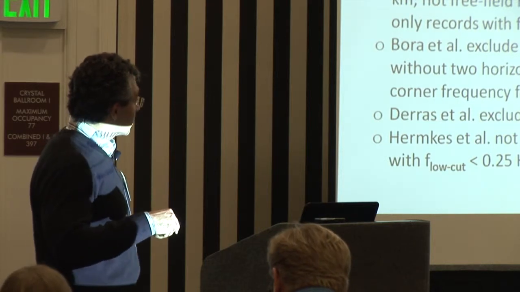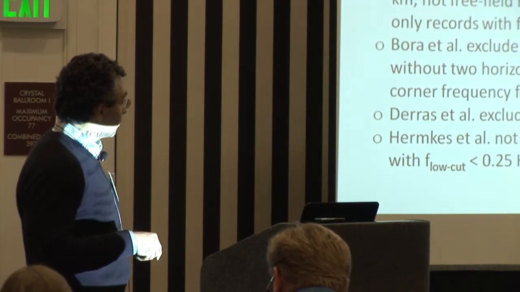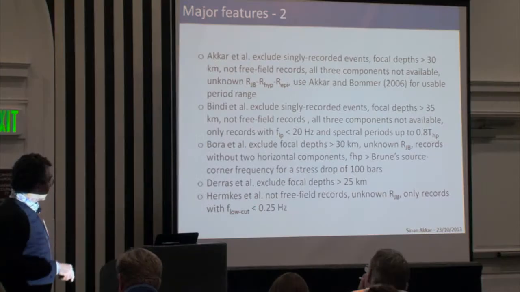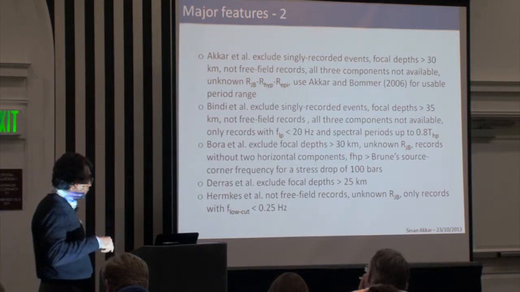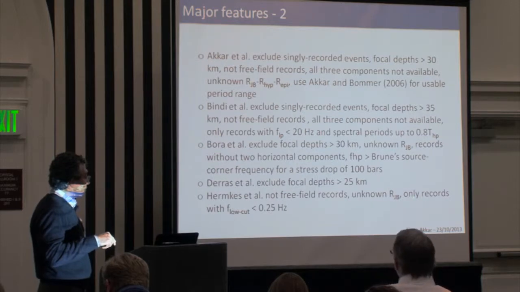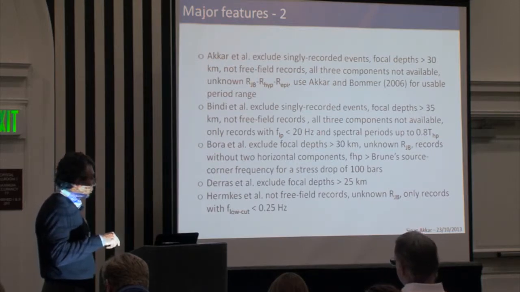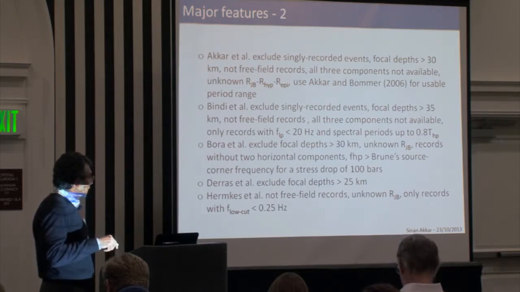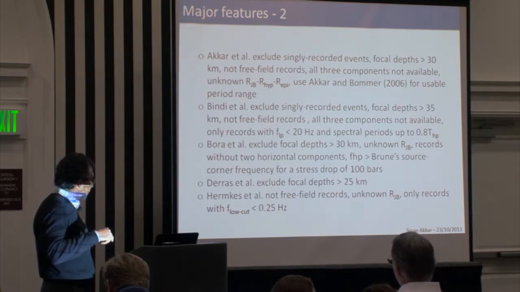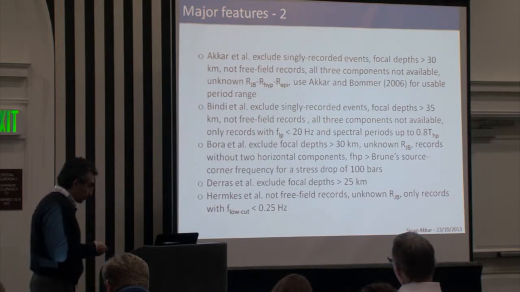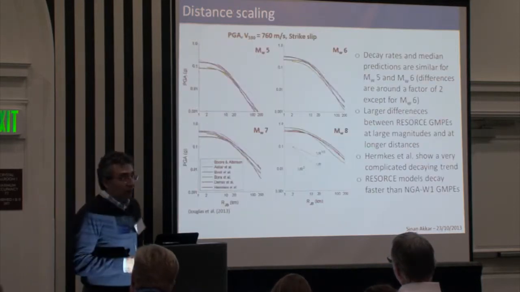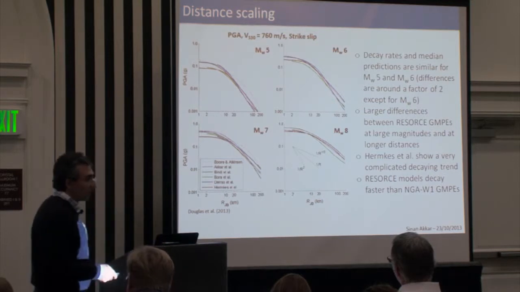Derras et al. excluded focal depths greater than 25 kilometers, and Hermkes et al. considered only free field records again. They did not include recordings with unknown RJB, and they considered only records with low cut filter values less than 0.25 Hz. Okay, so I think this part is the interesting part for you.